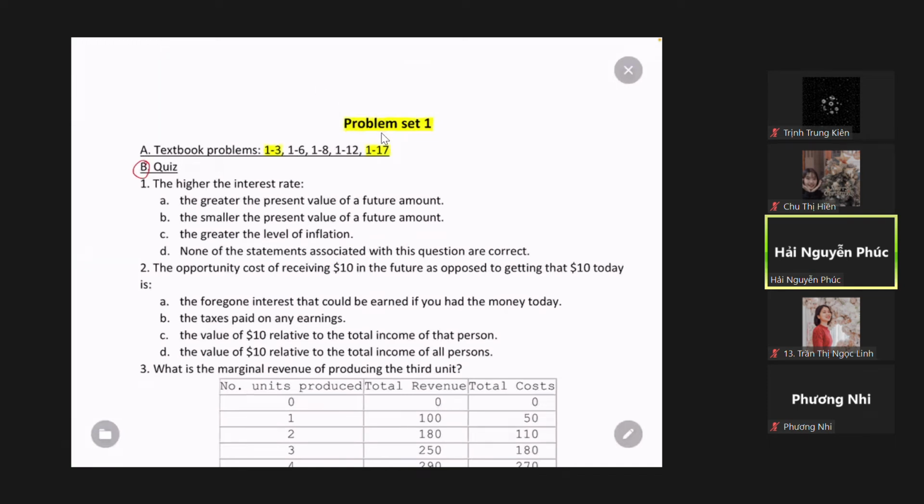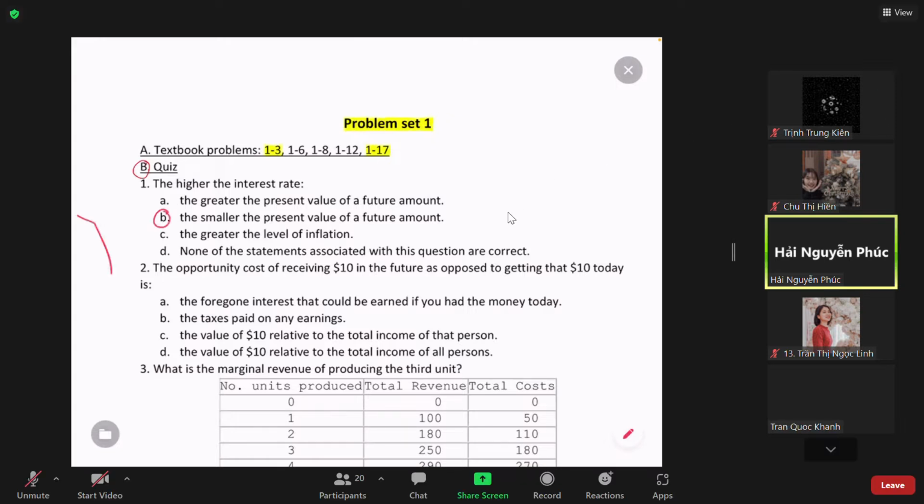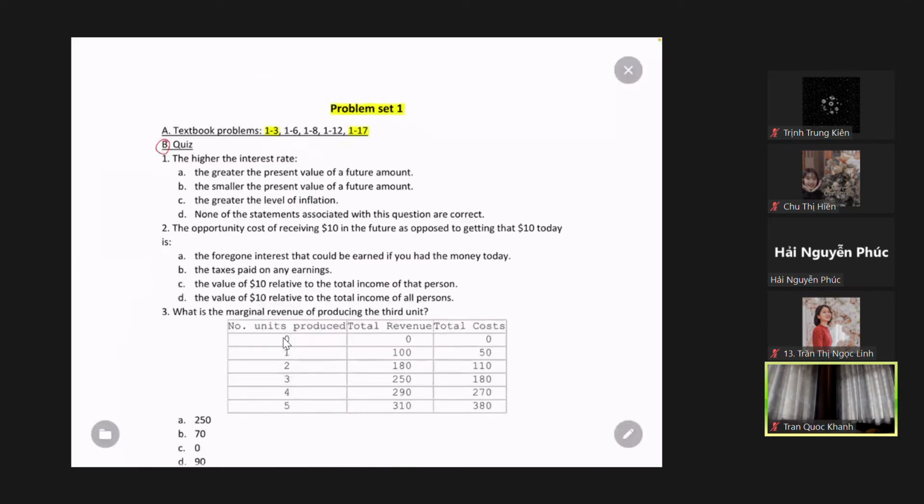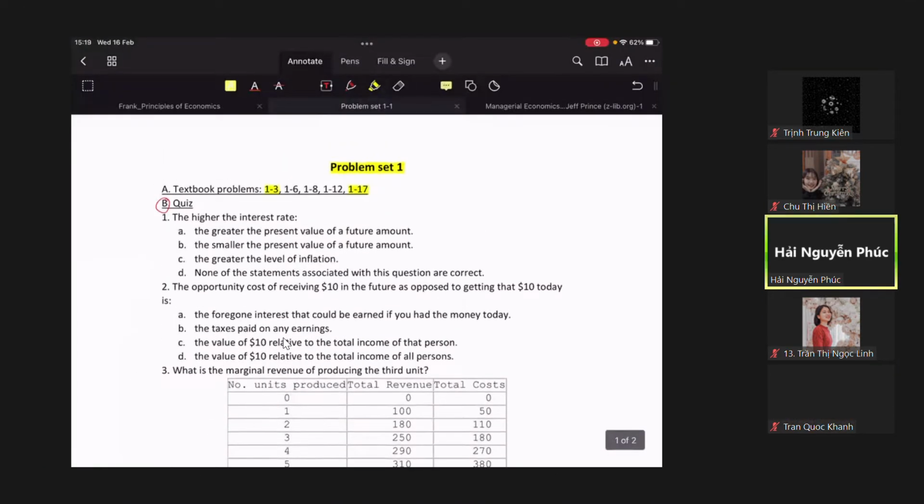Do you have any explanation? B, right? Why do we have B is correct? Do you have any idea?